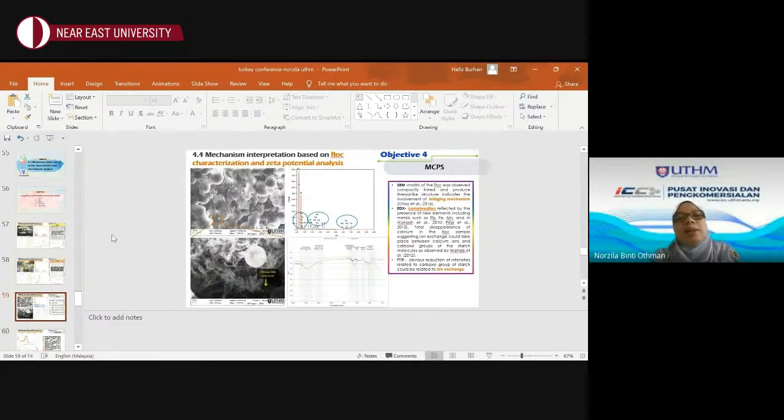This is the mechanism interpretation using modified cassava peel. Look at the SEM picture. It shows the involvement of a bridging mechanism. For the EDX, it shows complexation. A lot of metals exist in the EDS. Besides that, for the FTIR analysis, the presence of ion exchange was observed.